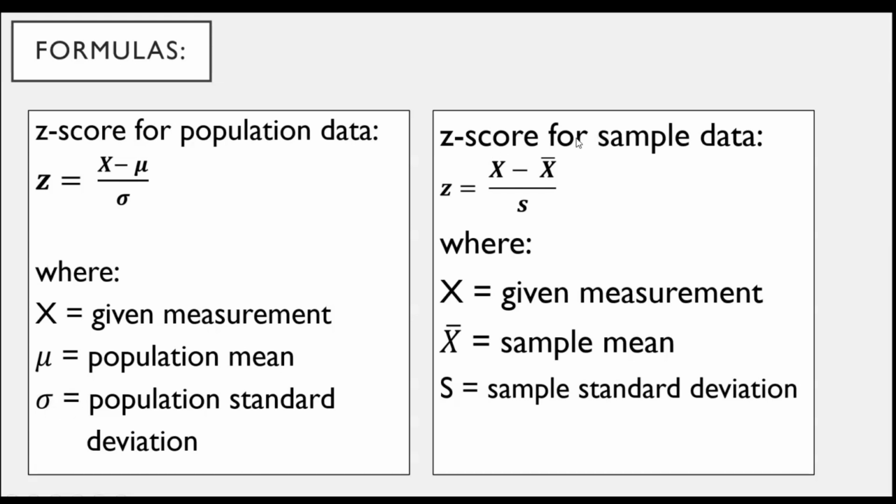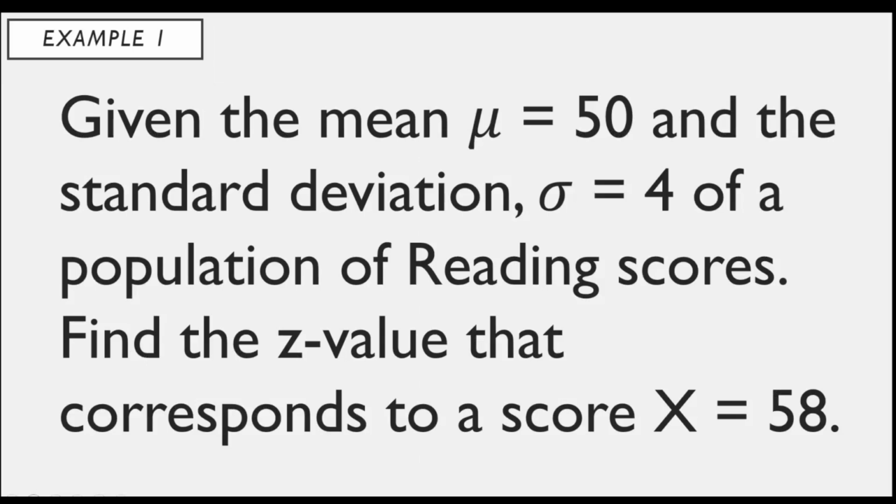Now for the z-score for the sample data, we use the formula z is equal to x minus x-bar over s, where x is the given measurement, x-bar is your sample mean, and s is your sample standard deviation. So the z-score for population data and the z-score for sample data may have different symbols, but they're actually the same. The formula in finding the z-score is just x minus mean over its standard deviation. Let's have the following example to understand further.